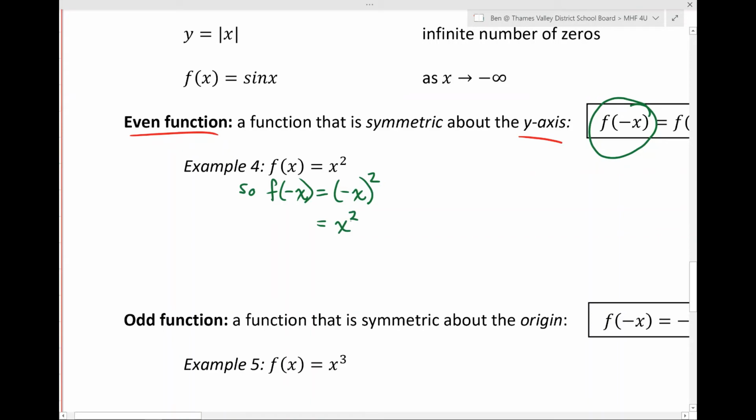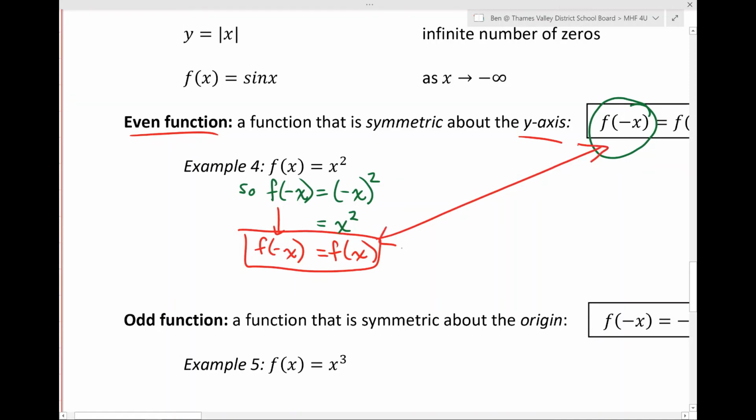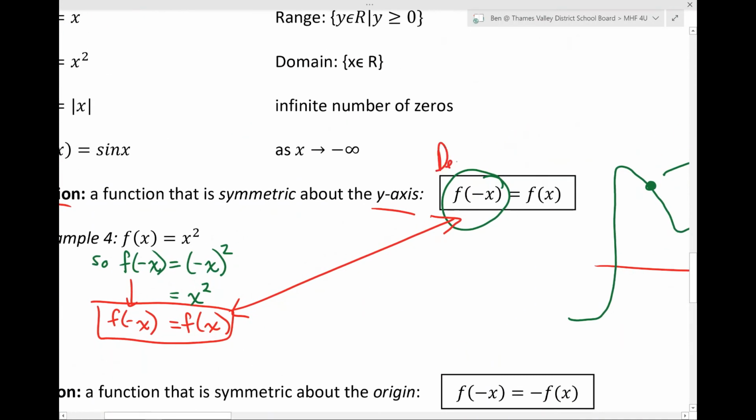So since f at negative x equals x squared, and I know x squared equals f at x, that means f at negative x equals f at x. This is the definition, an algebraic definition, of an even function. So that means, therefore, f at x equals x squared is even.